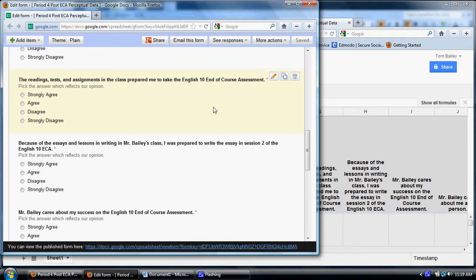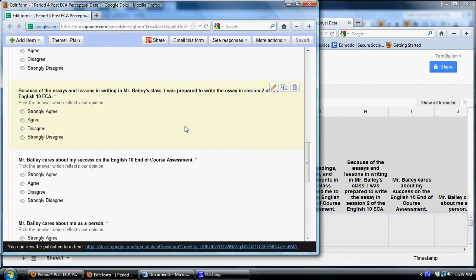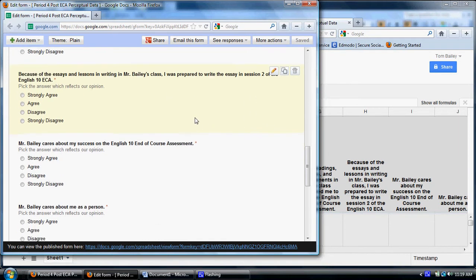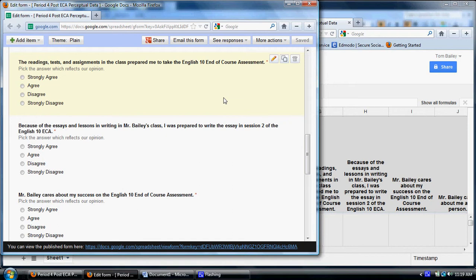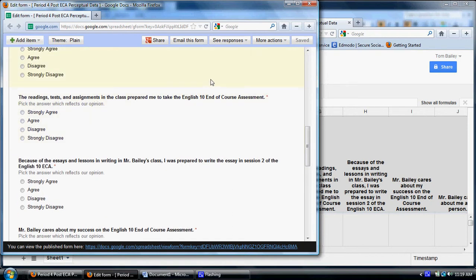So we're making sure that there's not a disconnect between what was done in the class versus how well they would do on the test. Because of the essays and lessons in writing in Mr. Bailey's class, I was prepared to write the... So, once again, we're trying to make sure that what's happening in the class matches up with what's happening on the test, not necessarily because we're matching the class with the test, but because the students can see the connection between all the reading and writing tasks that we did in class versus the reading and writing tasks that were on the assessment.